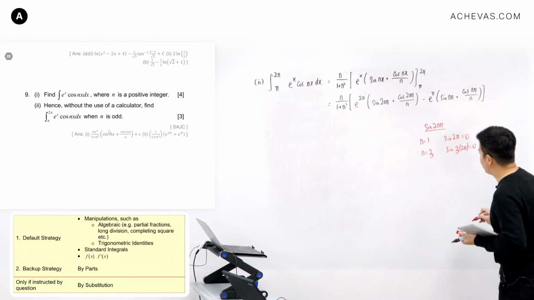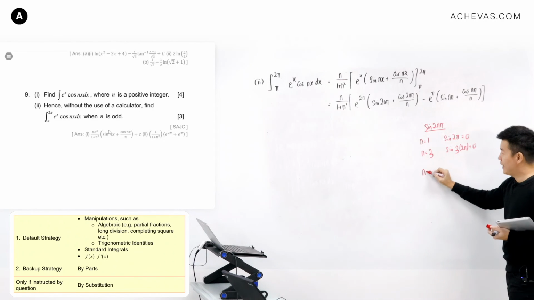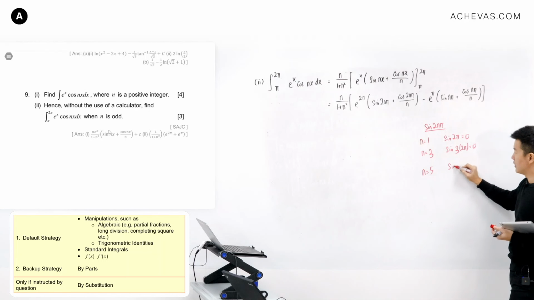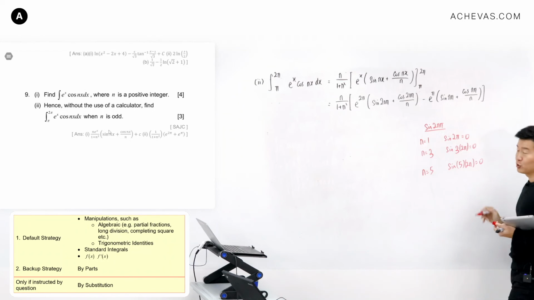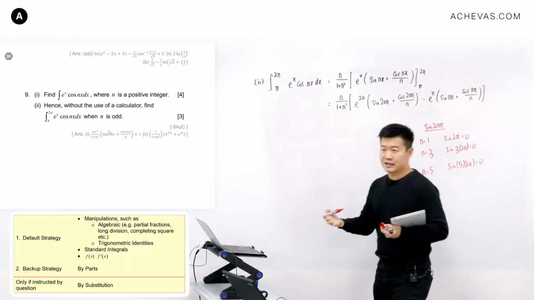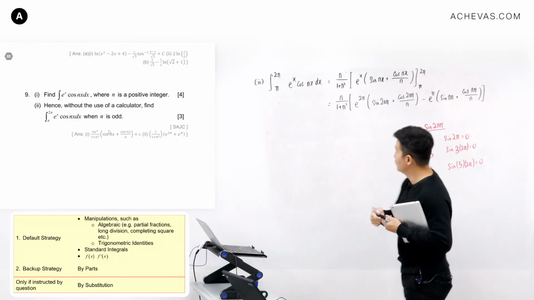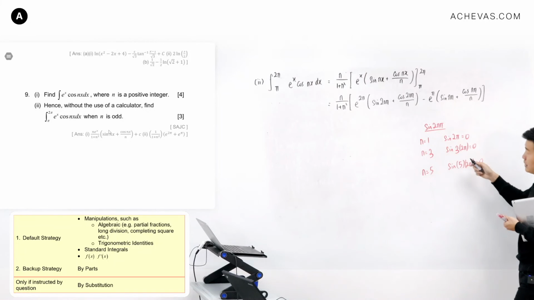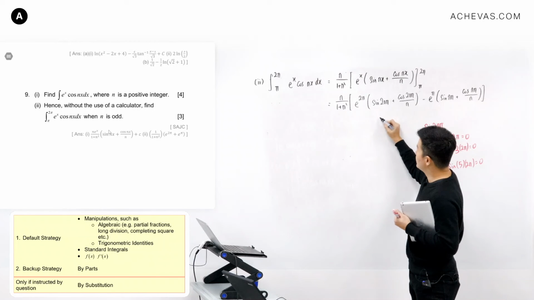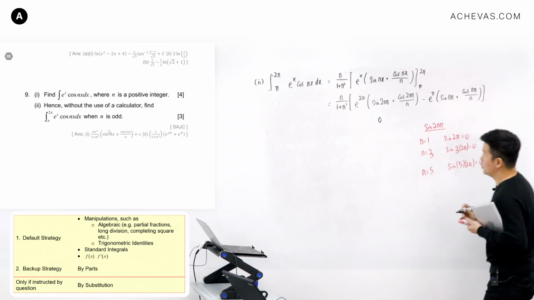So 3 times 2 pi, this is also an odd number. Then if n is equal to 5, then we have sine of 5 times 2 pi, and this is also equal to 0. Basically, it is just sine of multiples of 2 pi, which is always going to be equal to 0. So we are seeing this pattern happening. So we know this is going to be evaluated to be 0.